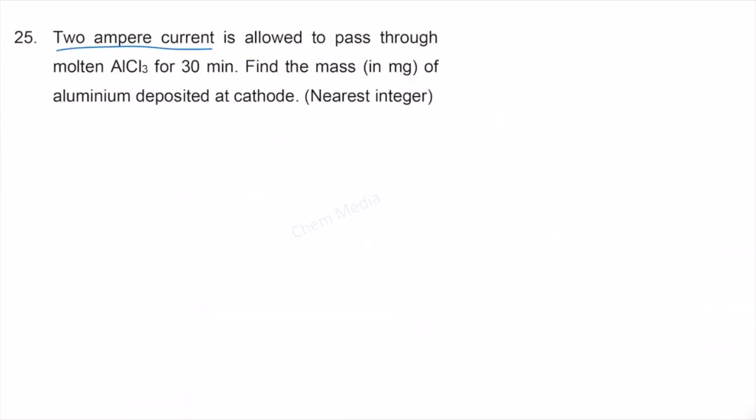2 ampere current is allowed to pass through molten AlCl3 for 30 minutes. Find the mass in milligrams of aluminum deposited at the cathode. We need to find the nearest integer. Here AlCl3 is undergoing electrolysis. This means that we will be having Al3 plus. Therefore, the half reaction happening at the cathode is reduction. Al3 plus gains 3 electrons and we will be getting Al solid.